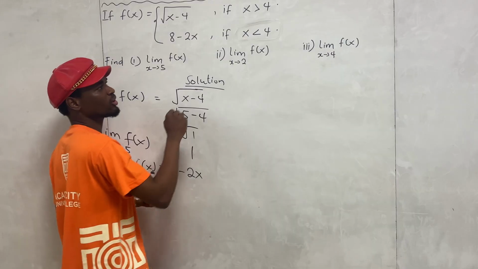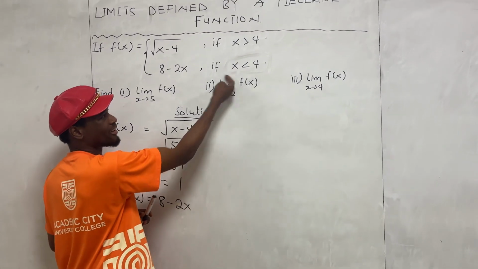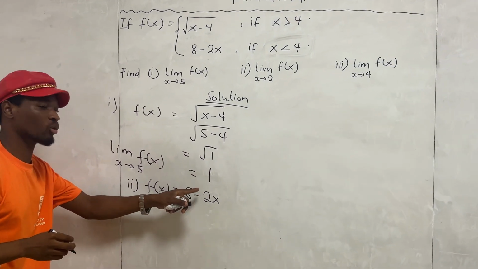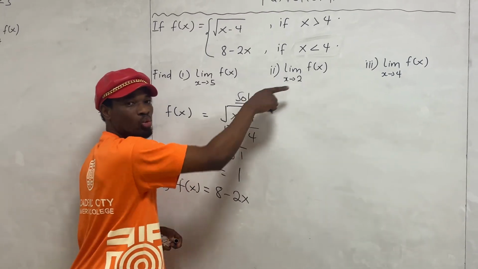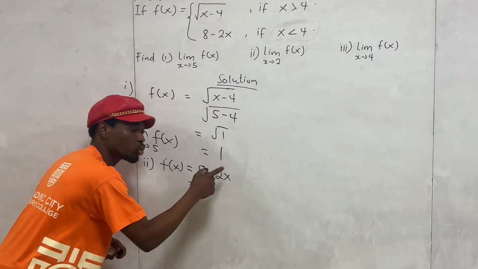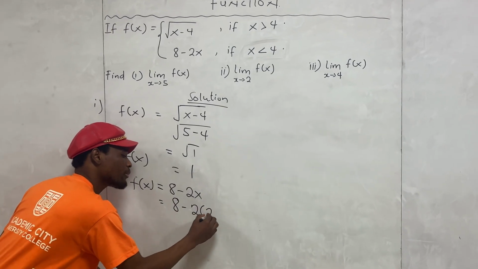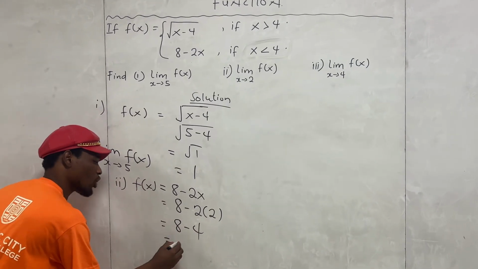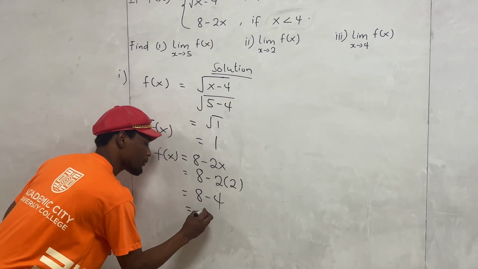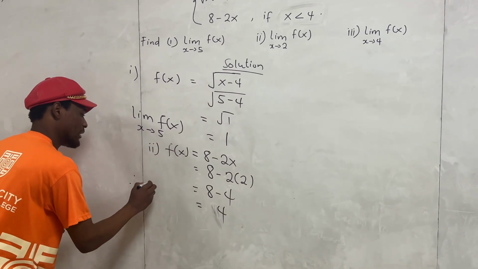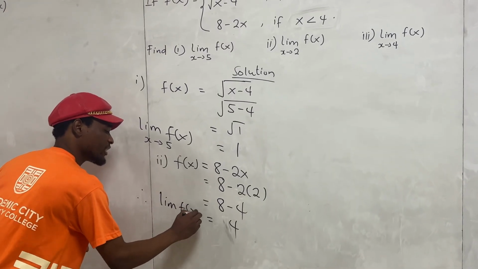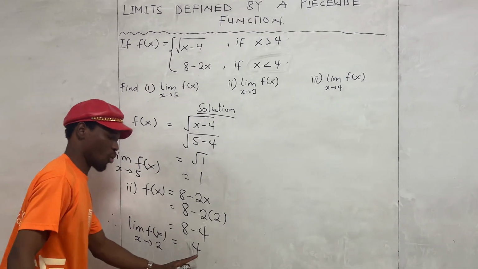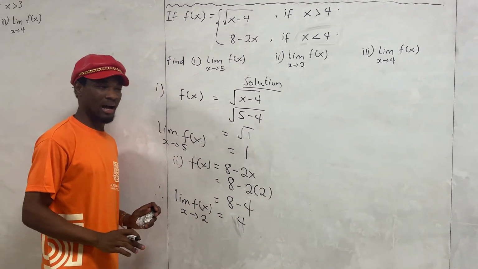These boundaries are here to tell us the appropriate function to use. Once a value satisfies a condition, you just tackle that function. So we have f of x equal to 8 minus 2x. As x approaches 2, whenever I see x, it goes to 2. So I have 8 minus 2 times 2, which is 8 minus 4, which is equal to 4. Therefore, the limit of f of x as x approaches 2 equals 4. As simple as that.